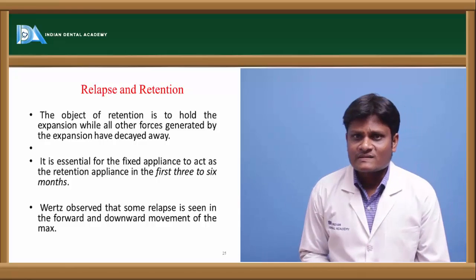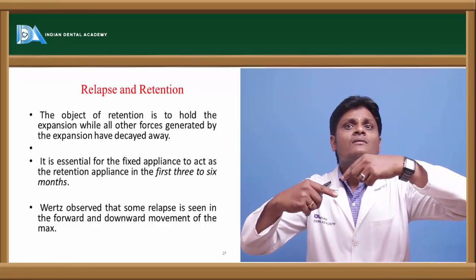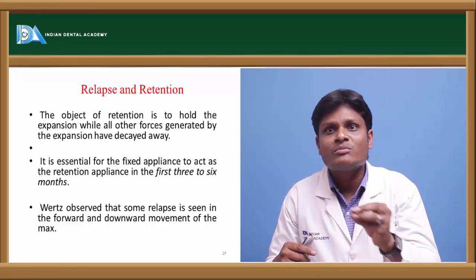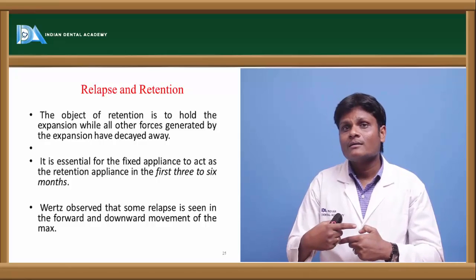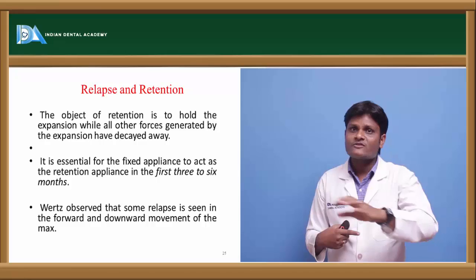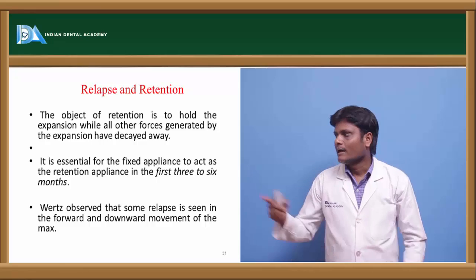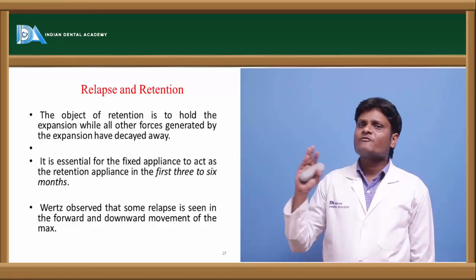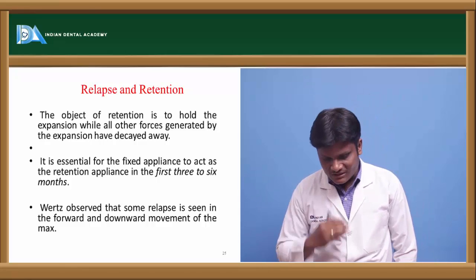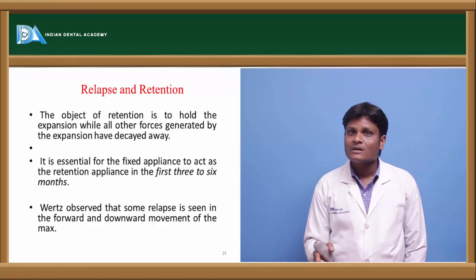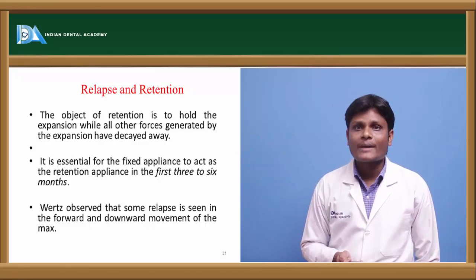Now, once the expansion process is complete, the composite should be placed on the screws so that they won't unwind, they won't go back, which will lead to relapse. So the same appliance should be left in place as a retention appliance by deactivating the screw, and this should be kept in place for a period of 3 to 6 months, they say, to prevent relapse. So the expansion screw that is used for expansion should be used in a deactivated mode as a retentive appliance for about 3 to 6 months to prevent relapse of expansion.